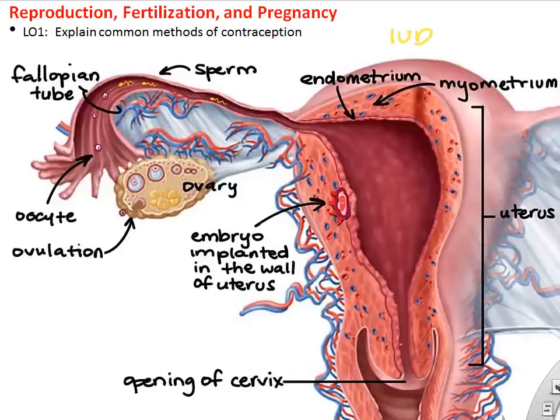So here we can see the vagina with the uterus. And the typical IUD can be placed right in there, and there are strings that actually suspend down into the vagina so it can be checked or removed.